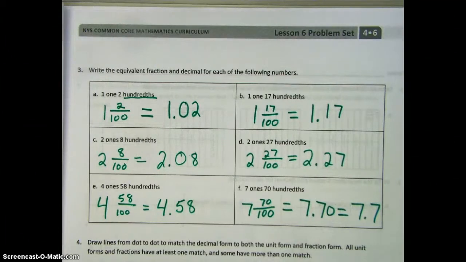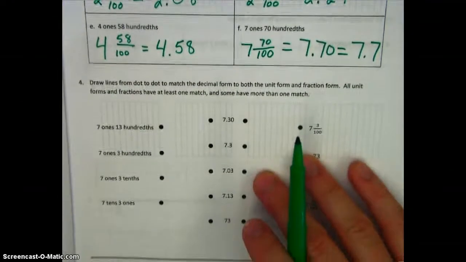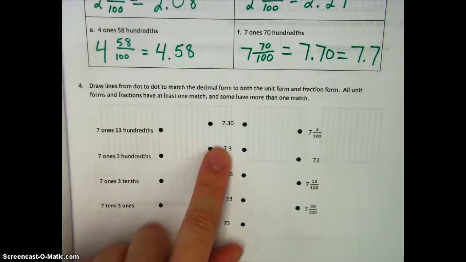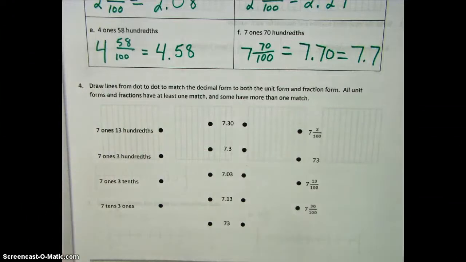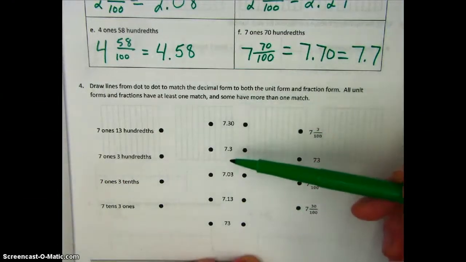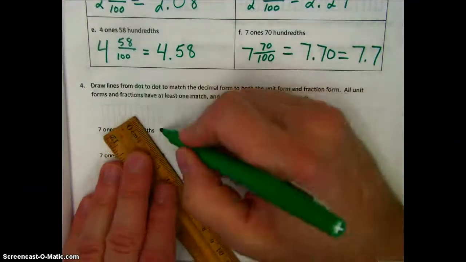Okay. Now, moving on to the last one, we're going to draw some lines from dot to dot to match the decimal form, the unit form, and the fraction form. All unit forms and fractions have at least one match, and some have more than one match. So again, we have to be careful with those zeros. So if we take a look at our first one here, we have 7 ones and 13 hundredths. So looking through our middle section here, I see that this one right here has 7 ones and 13 hundredths. So now I can connect these 2 dots.